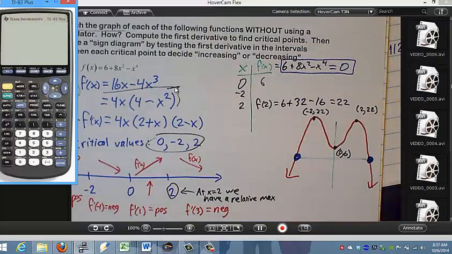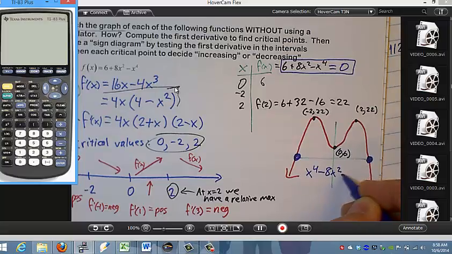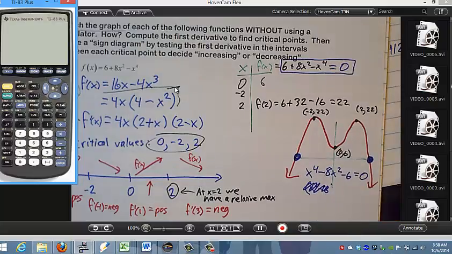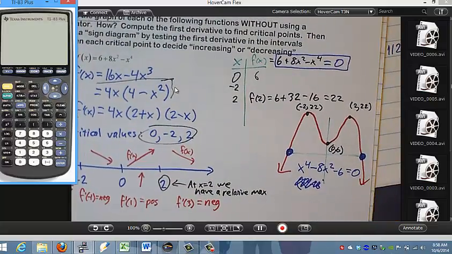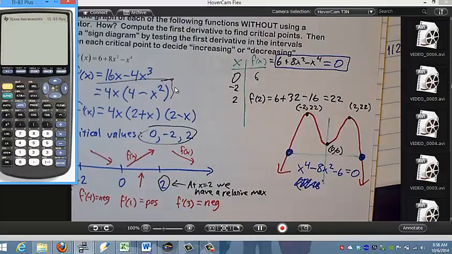You could divide both sides by -1, and you get x to the 4th minus 8x squared minus 6 is 0. I think you can do things like this. Oh no, that doesn't work. You could use the quadratic formula to get x squared. Yeah, let's not go there. But there are things you could do. All right, let's move on.